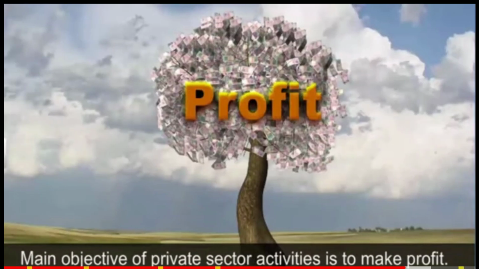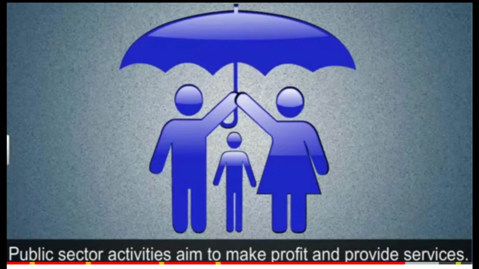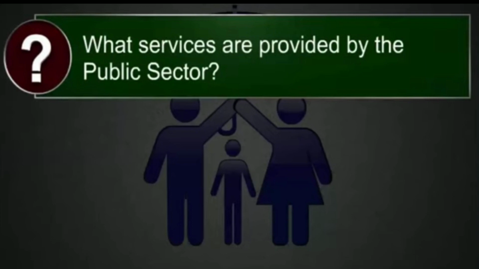The main objective of the private sector is to make profit. On the other hand, the motive of public sector activities is to make a profit and also provide essential services. Let us see what services are provided by the government through the public sector.